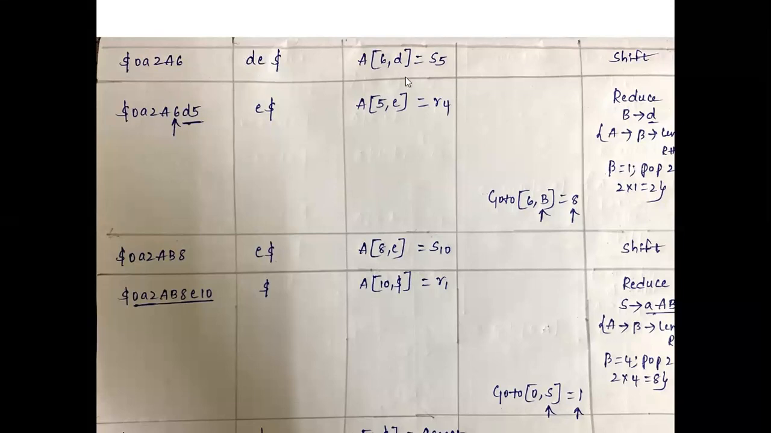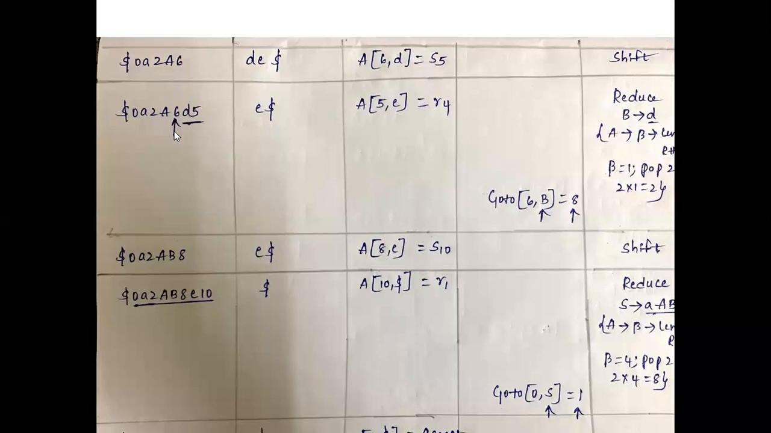Now action of 6, D, from the table, is S5. So we need to shift 5, that means shifting this D along with the number 5. And now action of 5, E is reduce 4. From the given grammar, the fourth rule is B tends to D, right? And what is beta here? The length of the RHS is only 1. That means pop 2 beta, 2 into 1 is 2. We are popping this 5 and D.